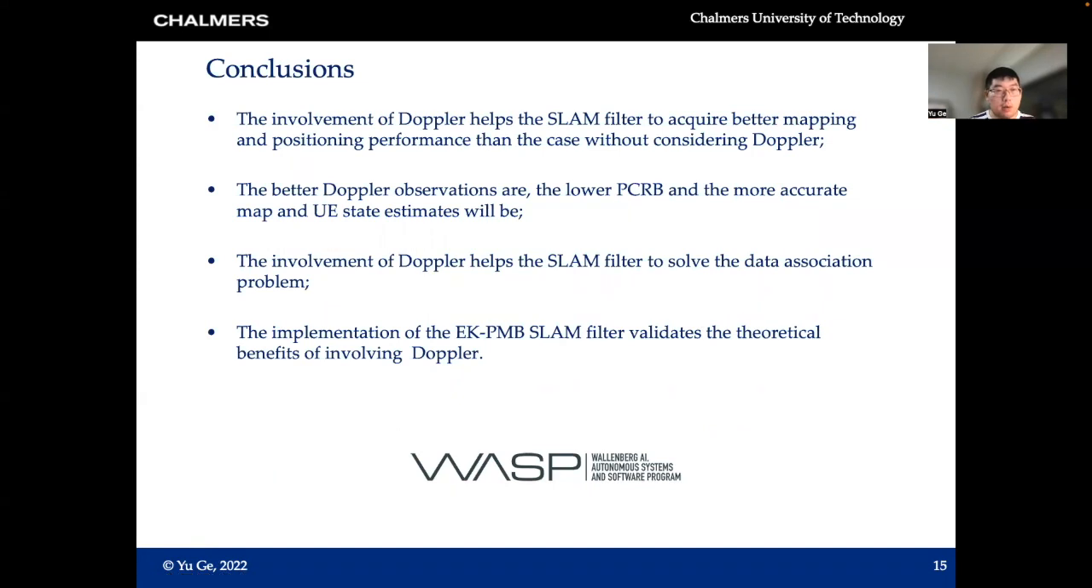Then here comes our conclusion. Firstly, the involvement of the Doppler helps the SLAM filter to acquire better mapping and positioning performance than the case without considering Doppler. Secondly, the better the Doppler measurements are, the lower the PCRB and the more accurate the map and the UE state estimates will be. And then we conclude that the involvement of Doppler helps the SLAM filter to solve the data association problem. And finally, the implementation of the EKPMB SLAM filter validates the theoretical benefits of involving Doppler.